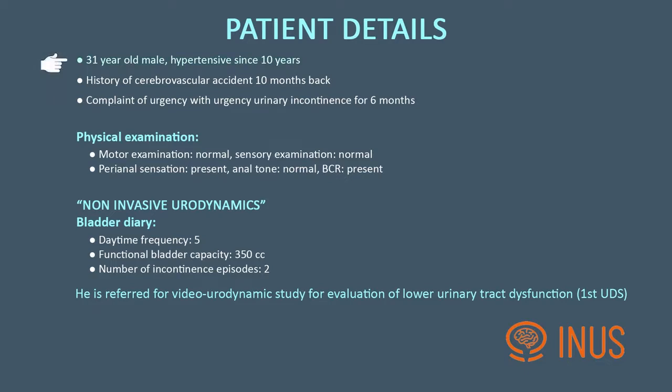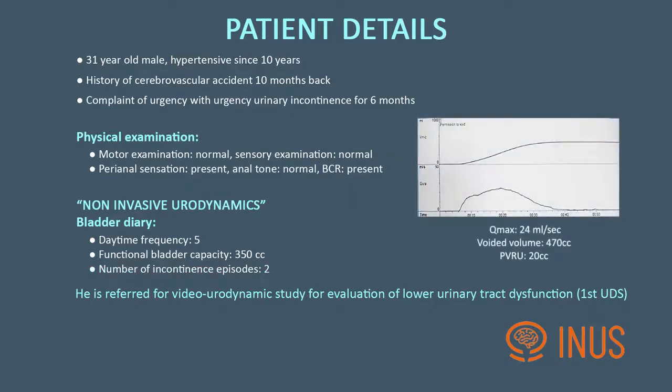So here we have a 31-year-old gentleman who had a cerebrovascular accident 10 months back. Thereafter he developed urgency with urge urinary incontinence, the so-called non-invasive urodynamics. The bladder diary showed that he had a mean daytime frequency of 5, a functional bladder capacity of 350 cc, and mean number of incontinence episodes daily were 2. On the free flow, the maximum flow rate is 24 ml per second, and the post-void residual urine is 20 ml.